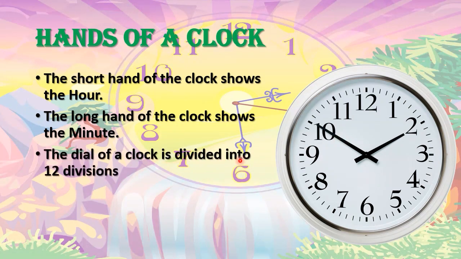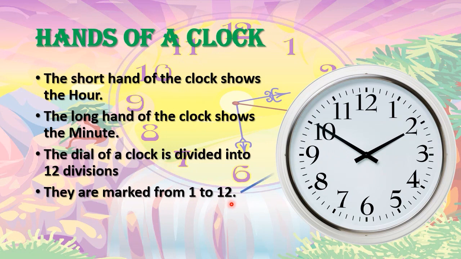The dial of a clock is divided into 12 divisions. They are marked from 1 to 12. 1, 2, 3, 4, 5, 6, 7, 8, 9, 10, 11 and 12.